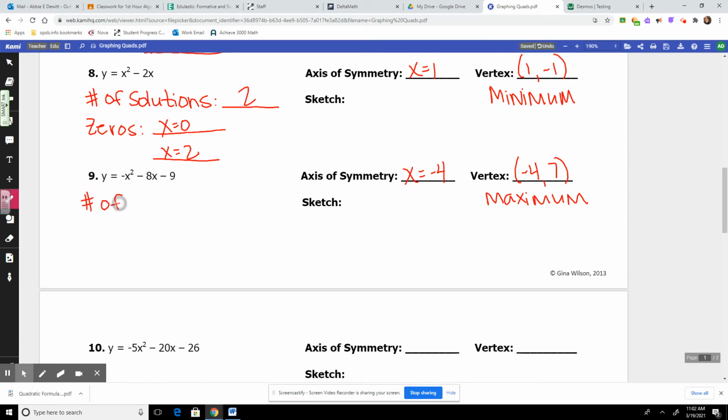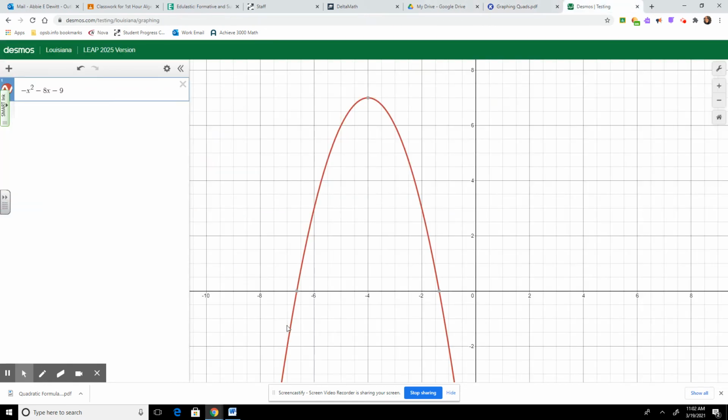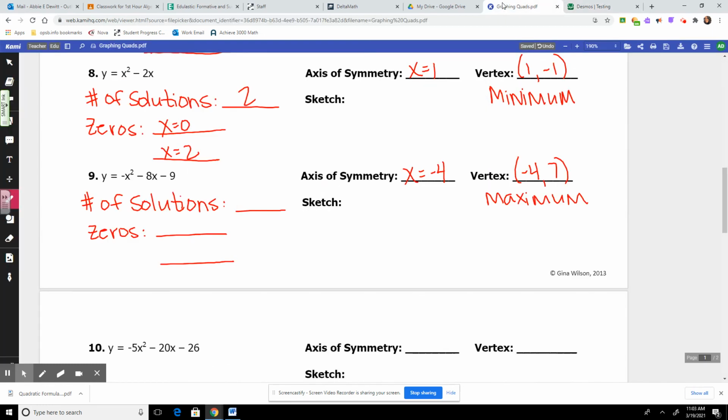The number of solutions and my zeros come from my x-intercepts. Where does this graph touch across the x-axis? It touches here at -6.646 and -1.354. So I have two solutions at x equals -6.646 and x equals -1.354.